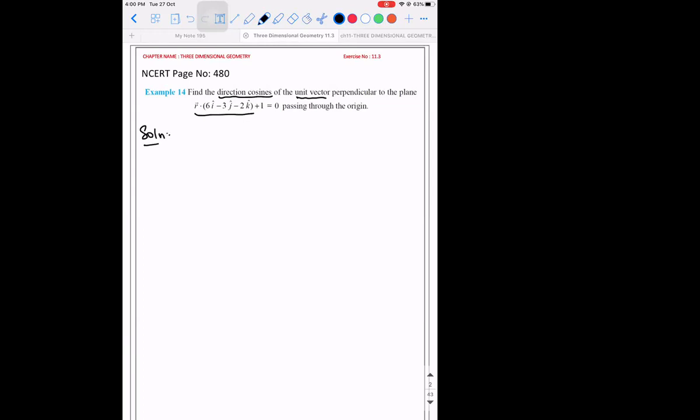So in the previous question, they gave you the normal vector and distance, and asked you to write the equation. Here, what have they done? They have given you the equation. They are asking what are the coefficients of the unit normal vector. So, given, the equation of plane is what? r vector dot 6i cap minus 3j cap minus 2k cap.